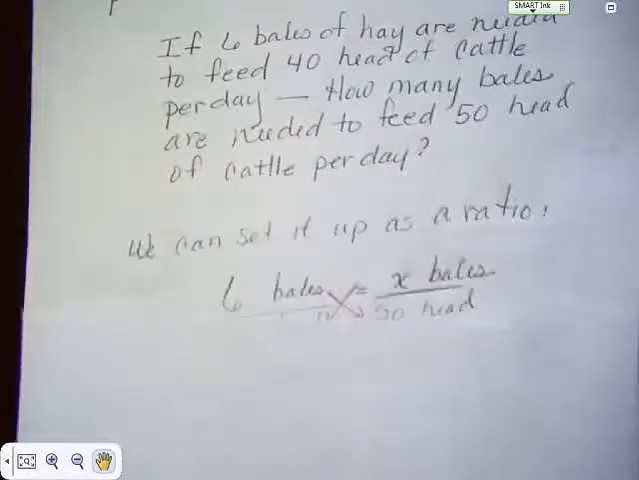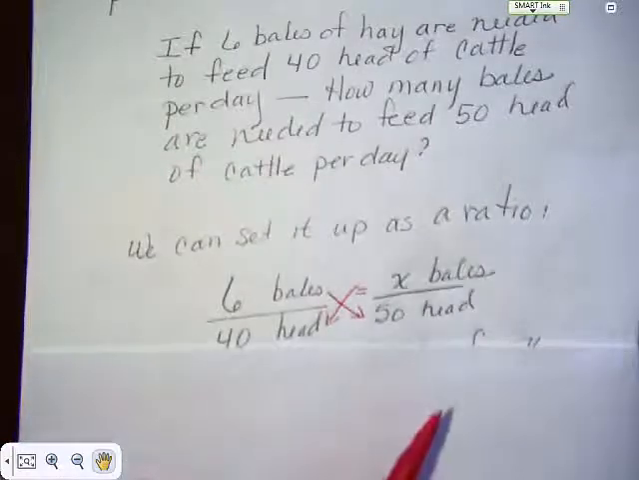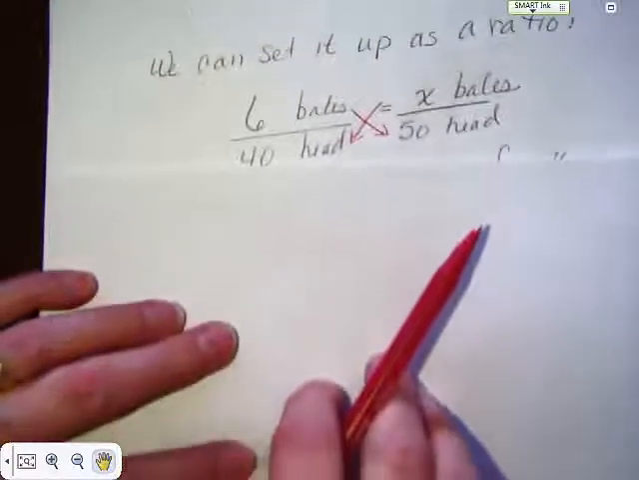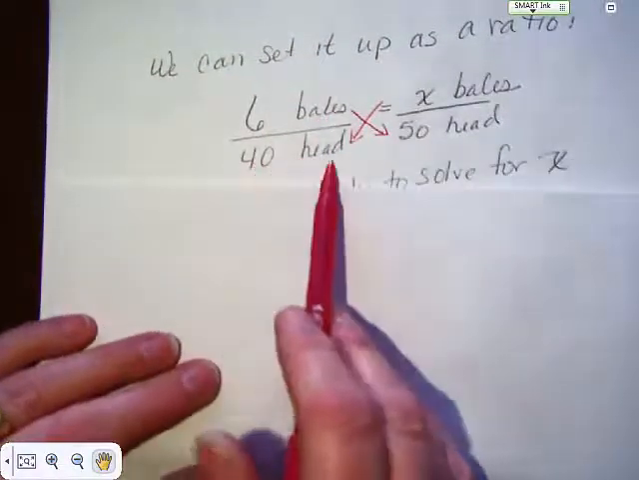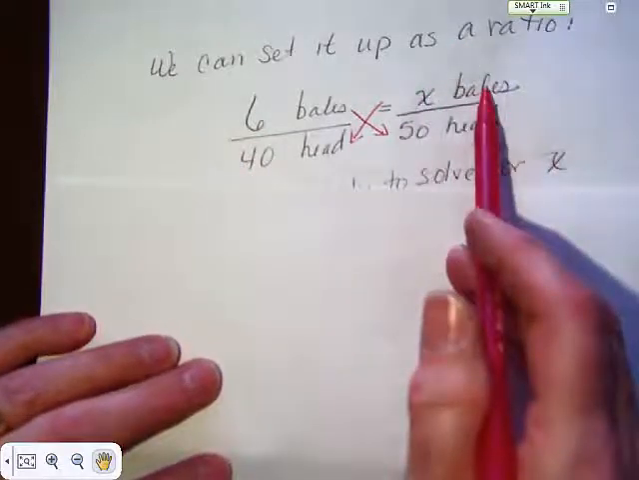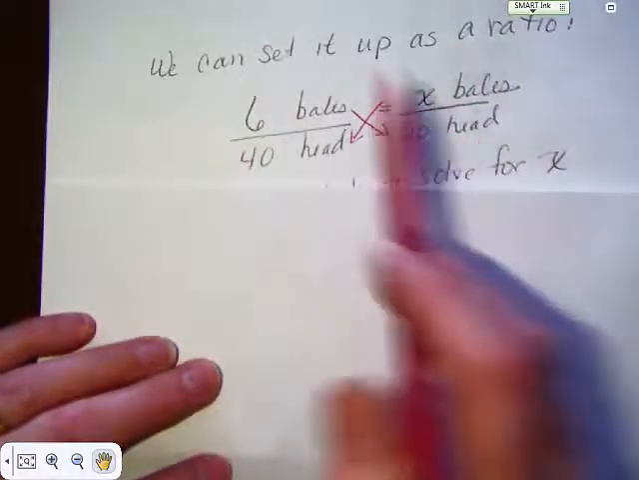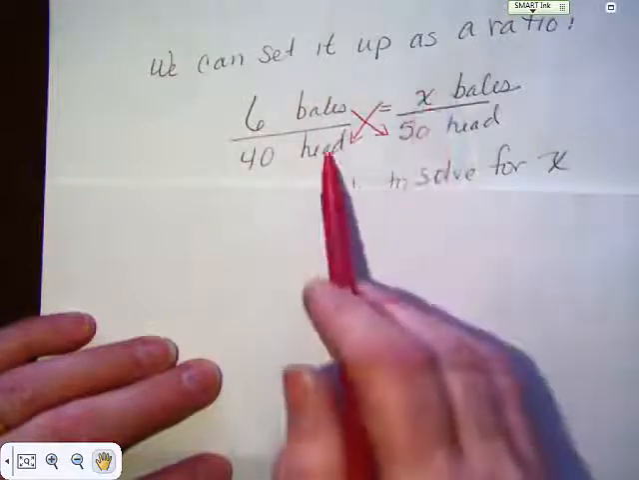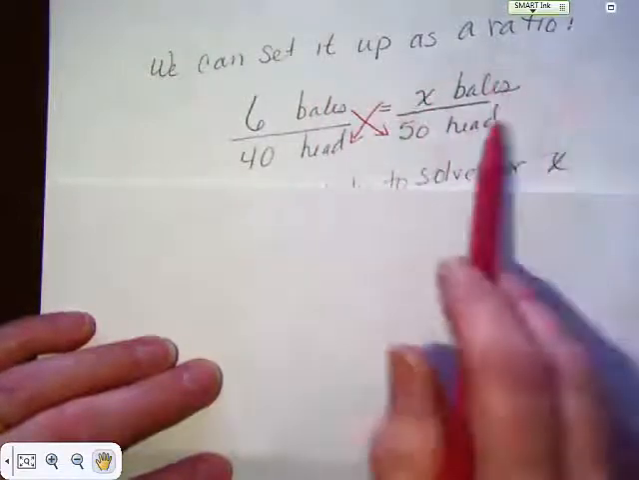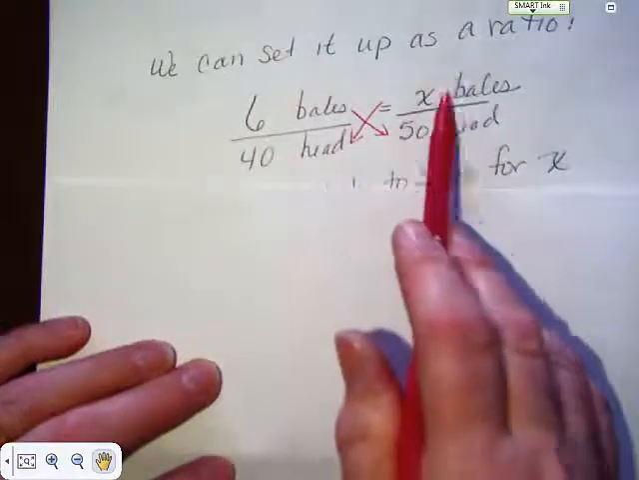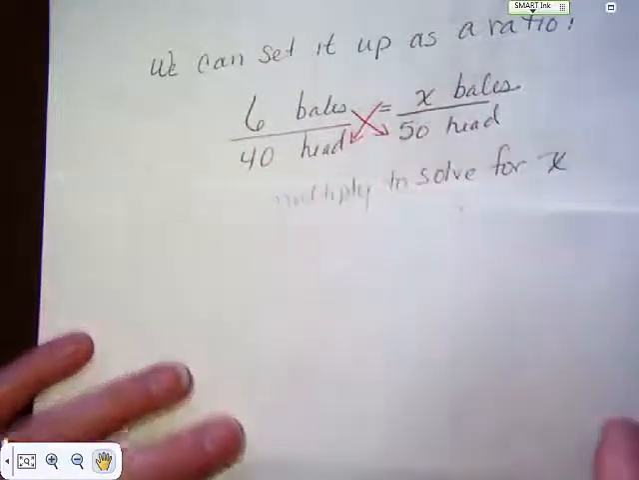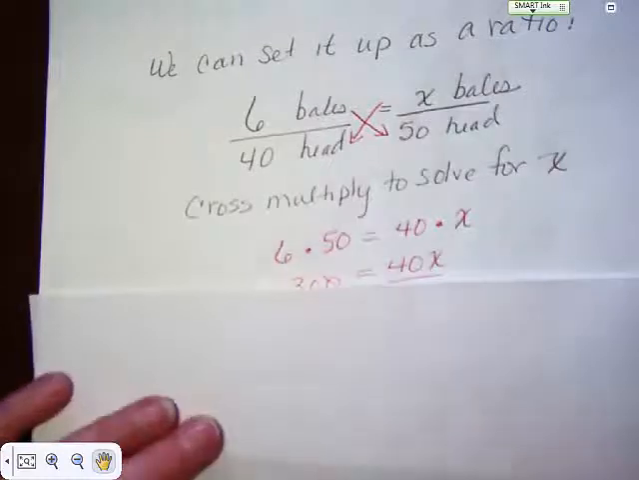Okay, biggest thing about these is just getting the ratio set up correctly. 6 bales feeds 40. X bales, we don't know how many, feeds 50. Bales on the top, heads on the bottom, bales on the top, heads on the bottom. We got 6 bales for 40 cows, X bales for 50 cows, cross multiply, solve for X.